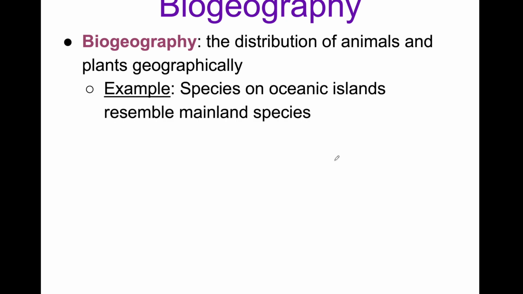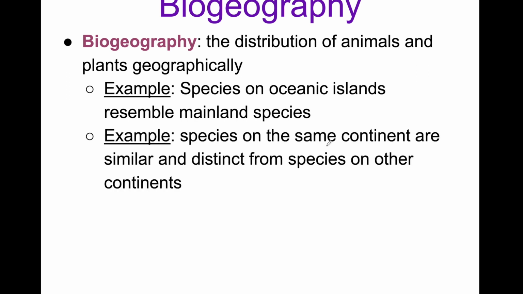Now, biogeography is one of my favorite pieces of evidence when it comes to evolution. It's the distribution of animals and plants geographically. For example, species on oceanic islands resemble mainland species. Species on the same continent are similar and distinct from species on other continents.